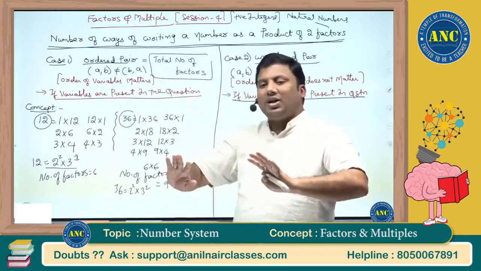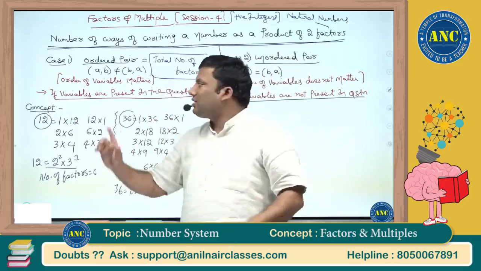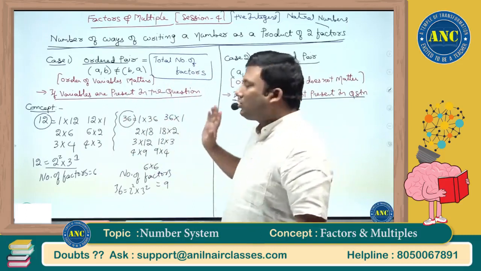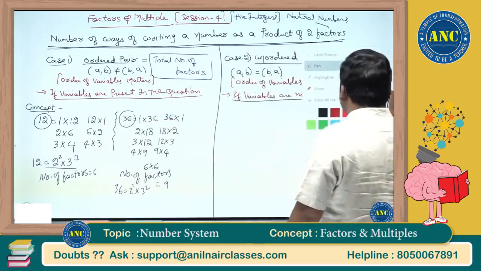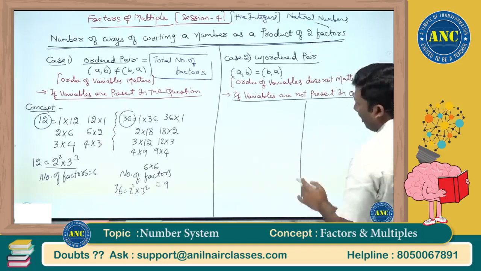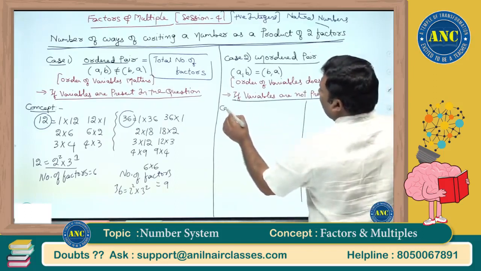If n is a natural number, in how many ways can you write a number as a product of two factors? The answer will be the total number of factors. But here, in an unordered pair, it matters.